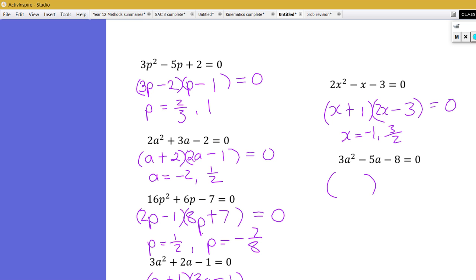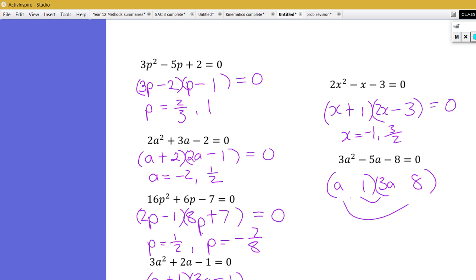Finally, for 3a squared, I can only have 3a and a. Now 8 gives me a few more options. If you tried 4 and 2, and then you check to see how you get your middle term, there's no way 6 and 4 can get me to 5. You might spin those around and put 4 here and 2 and try again. 2 and 12, nope, that's not going to work. So you quickly eliminate those options and realize that we do need to use 1 and 8.